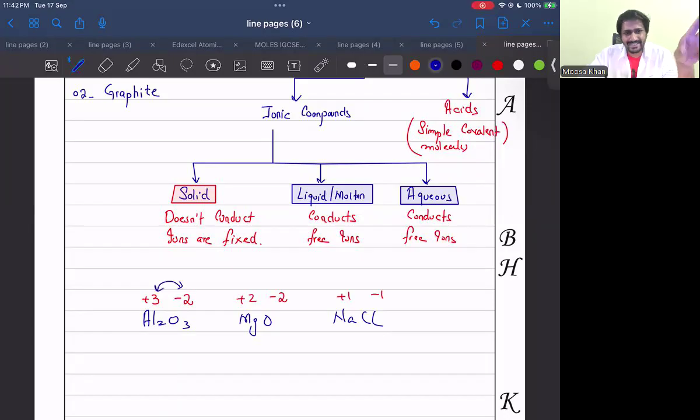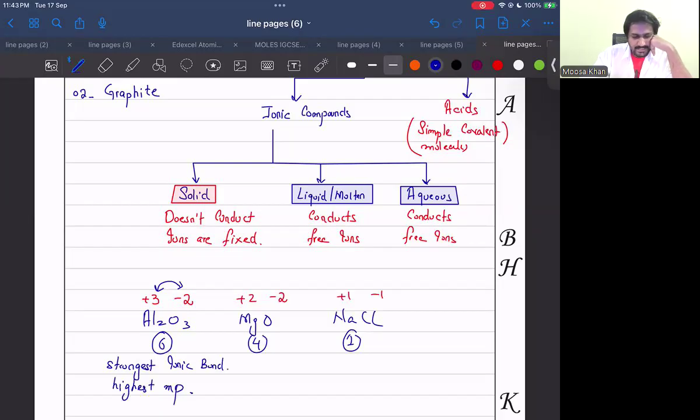Forget about the sign. Take the product of the numbers between them. 3 times 2 would become 6, 2 times 2 would become 4, and 1 times 1 would become 1. So the product of these two charges is highest in aluminum oxide. It means aluminum oxide has the strongest electrostatic force of attraction, the strongest ionic bond. So in order to change the state of an ionic compound, you directly have to break the ionic bond. So aluminum oxide must have the highest melting point of all of these three ionic compounds.